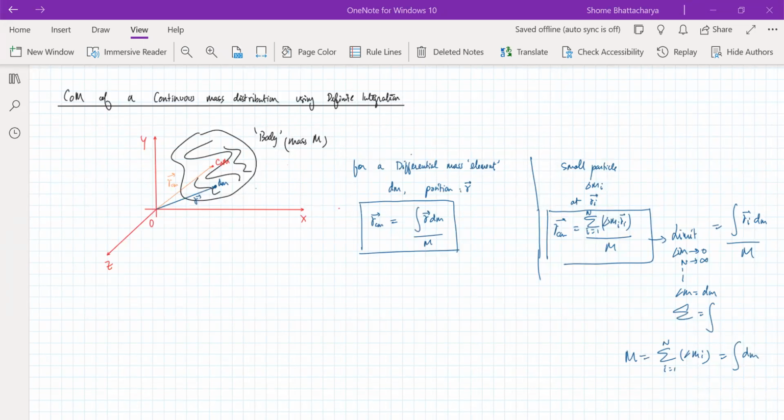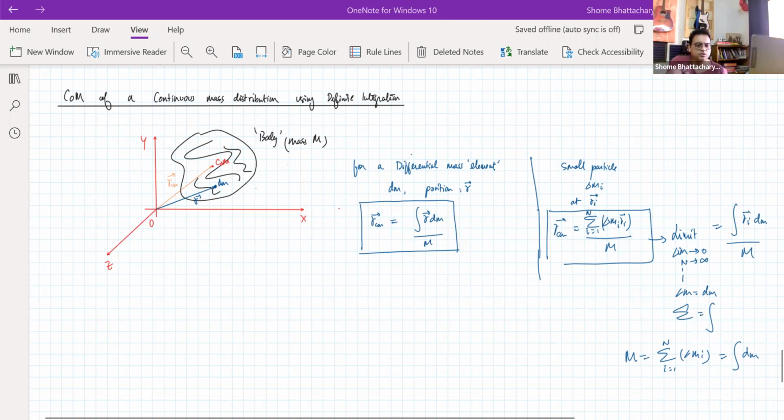Okay, so I hope this concept is clear. The conversion of summation into integration, when instead of discrete particles, we are taking differential mass elements or very tiny particles which are continuously distributed instead of being distributed discretely or individually at positions Ri. So I hope this is clear. We are doing something very important anyhow. So let's look at an application of this.